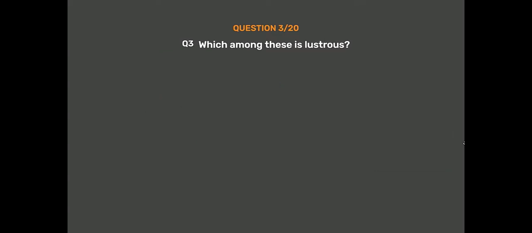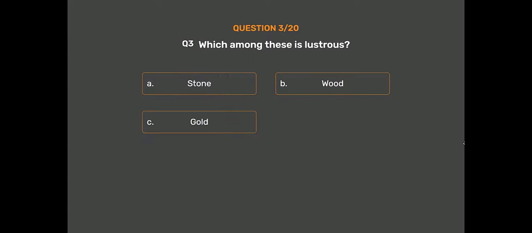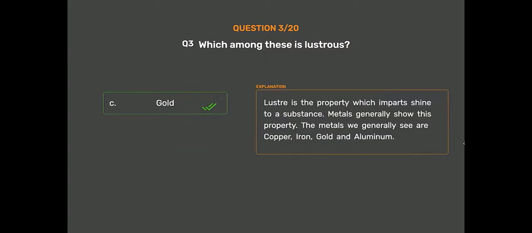Question number 3. Which among these is lustrous? Option A. Stone. Option B. Wood. Option C. Gold. Option D. Plastic. The correct answer is option C. Gold. Luster is the property which imparts shine to a substance. Metals generally show this property. The metals we generally see are copper, iron, gold, and aluminum.